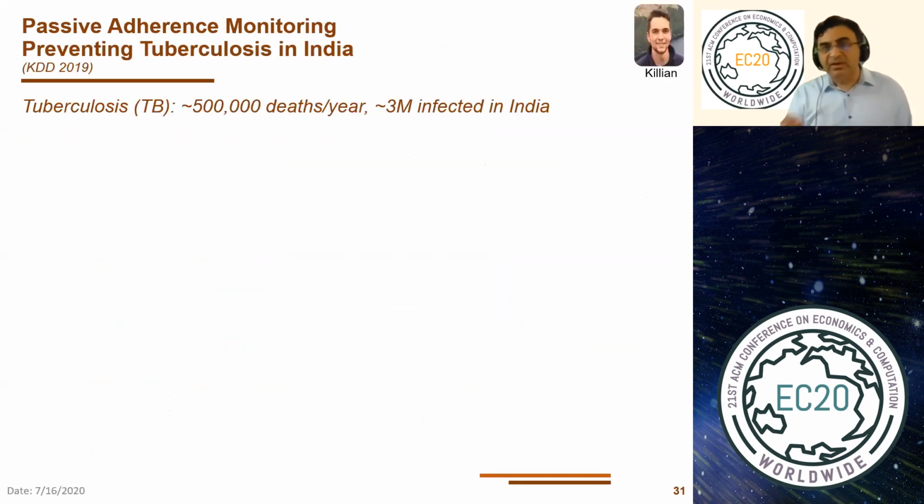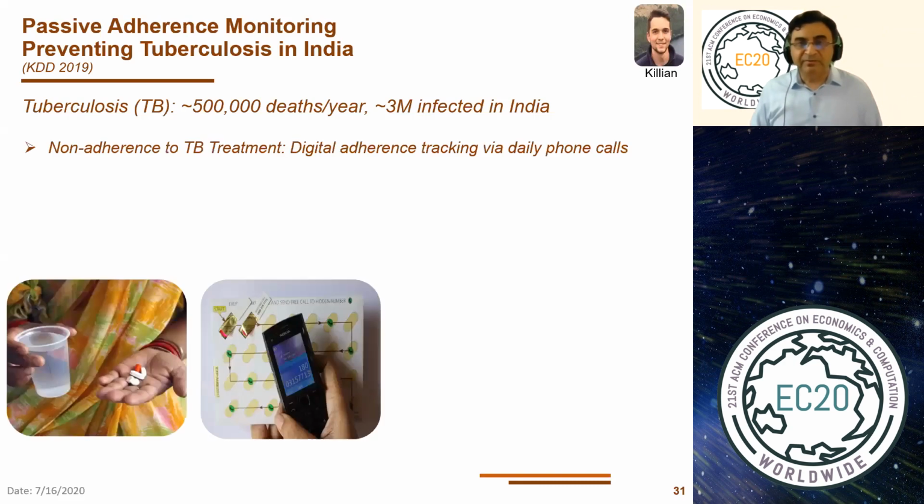A second problem I wanted to point out, a second domain, is tuberculosis prevention. Tuberculosis is still the largest killer on the planet despite COVID-19. In India alone, tuberculosis kills about 500,000 people every year. 3 million are infected. And one big challenge is non-adherence to TB treatment. People are supposed to take their pills for 6 months, but they may drop off after a few weeks.